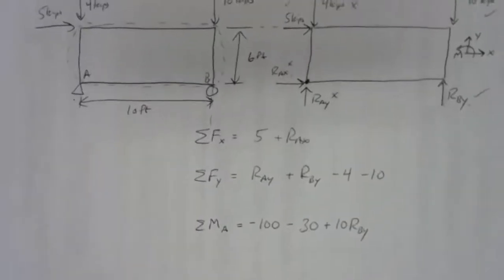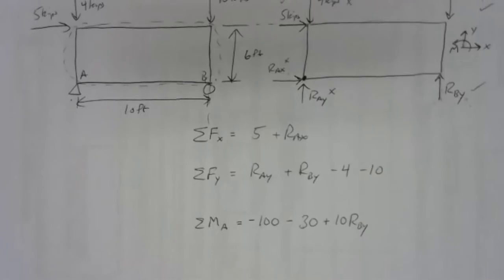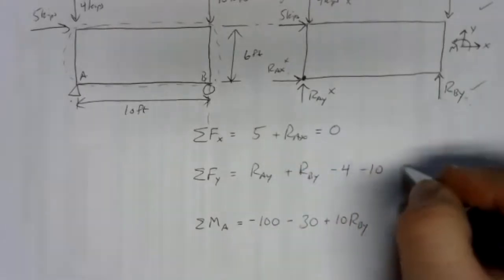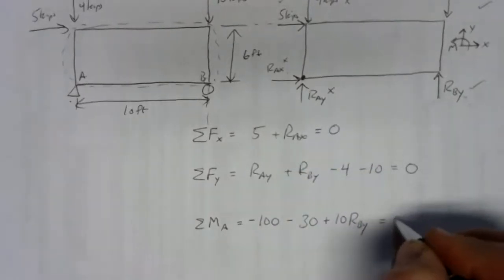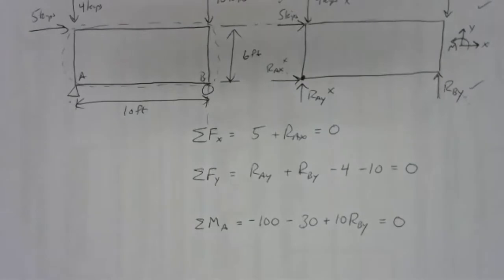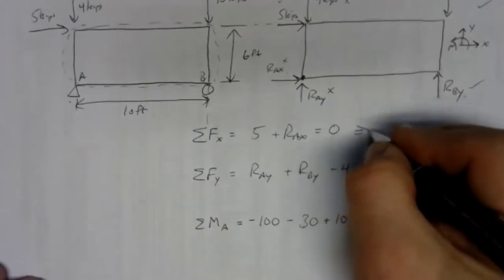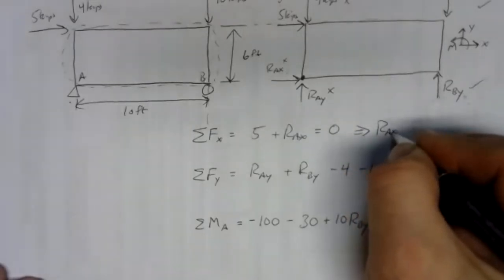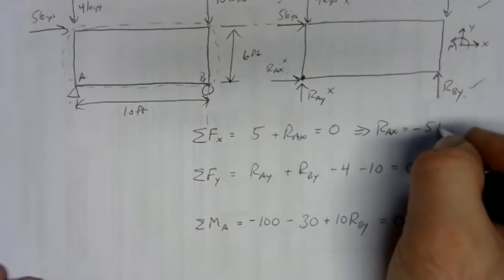So there we've got our 3 equations of equilibrium. Now, since the system is in equilibrium, these sums must all equal 0. So there we've got our equations. Now, the first equation we can solve pretty easily. RAX is a negative 5 kips.